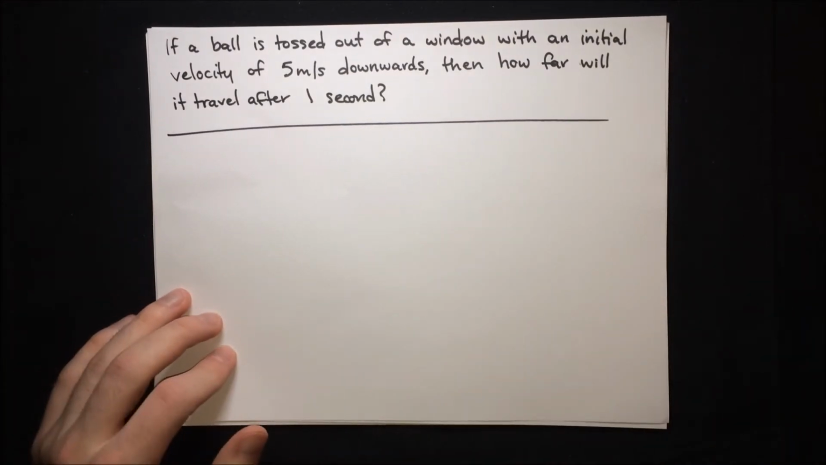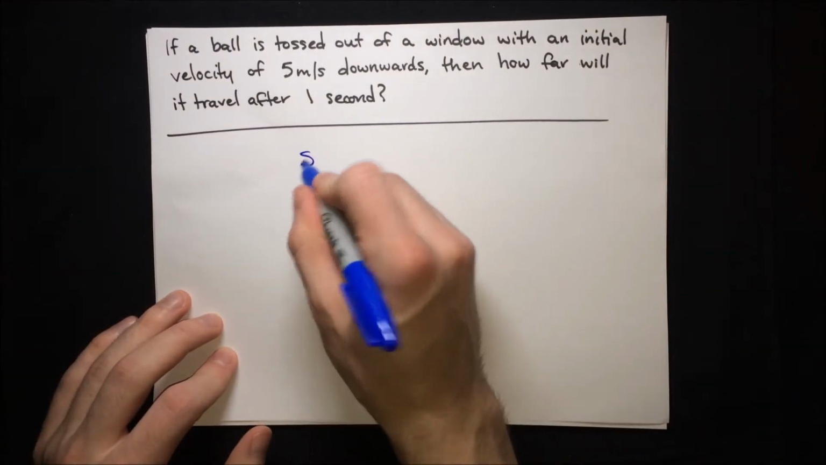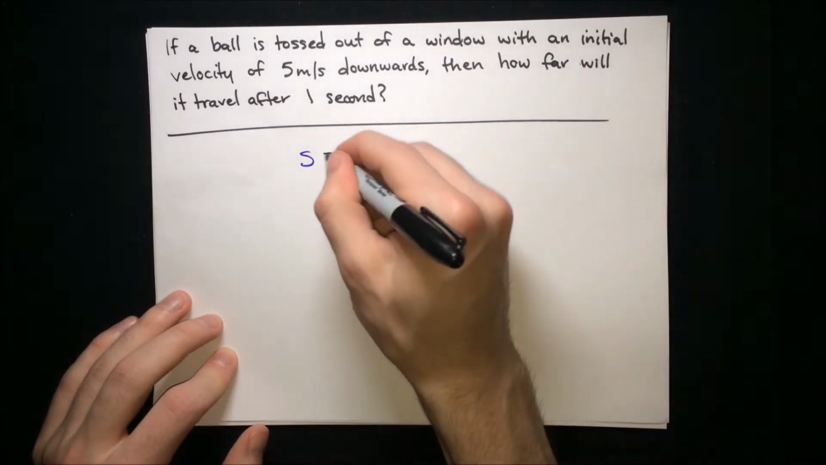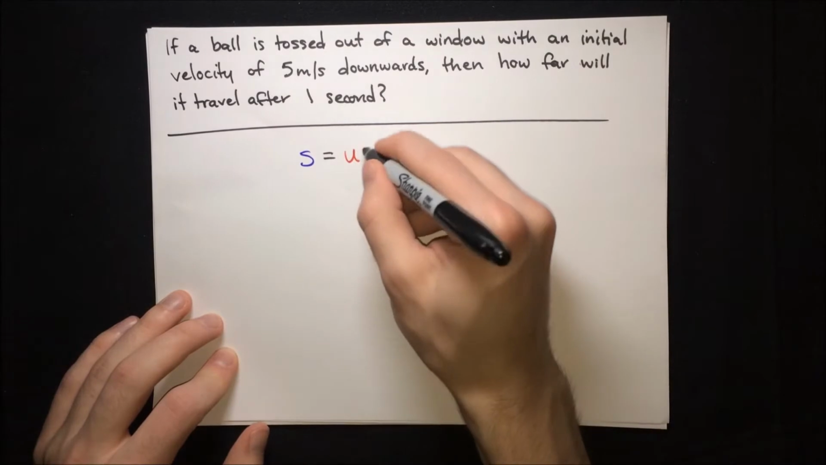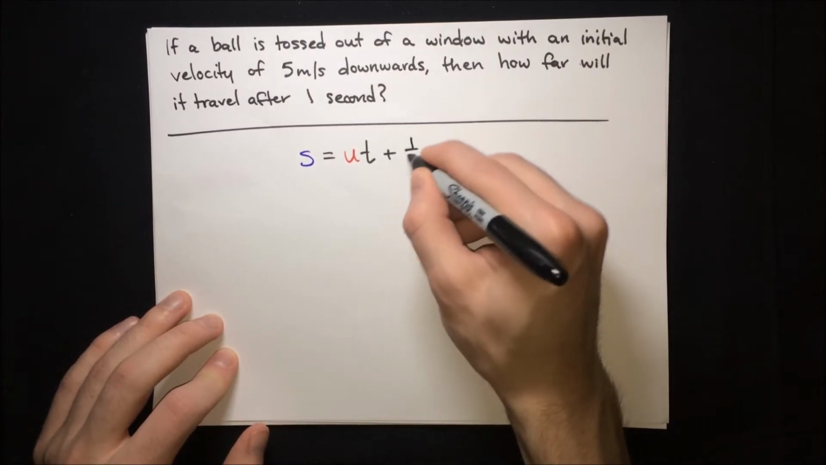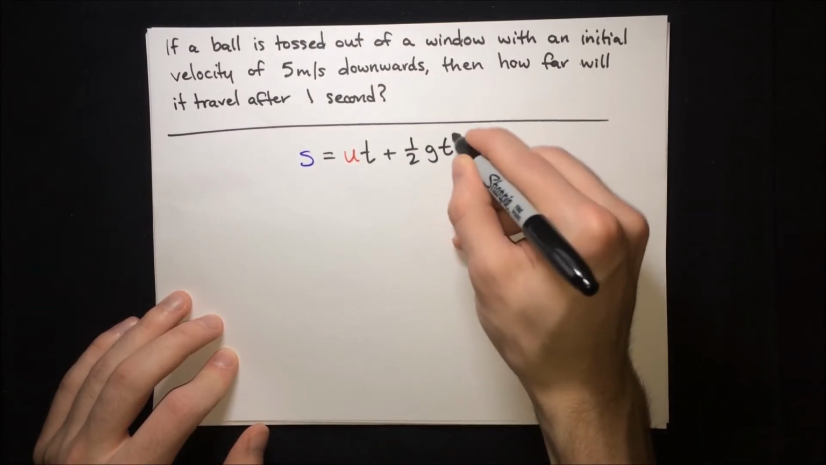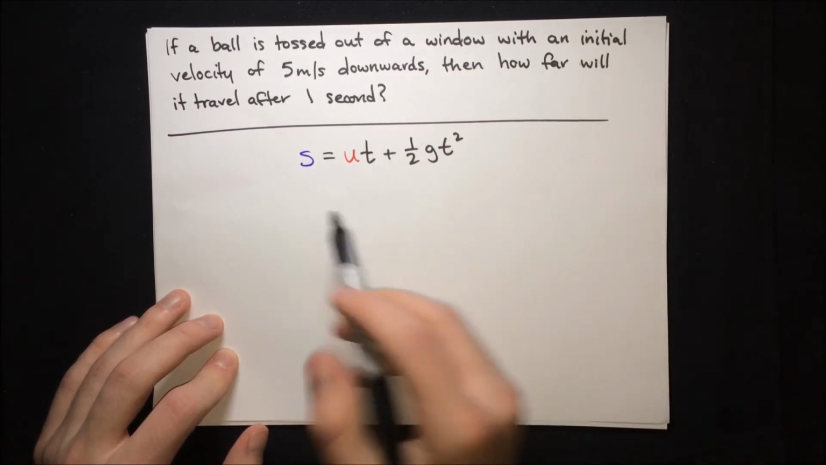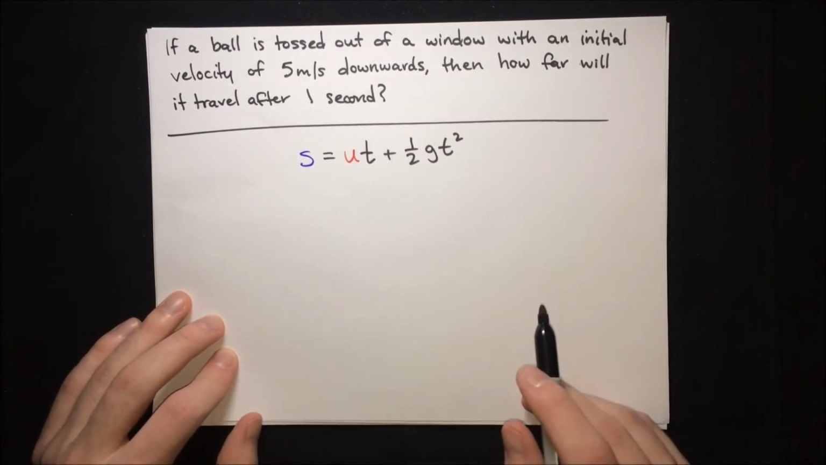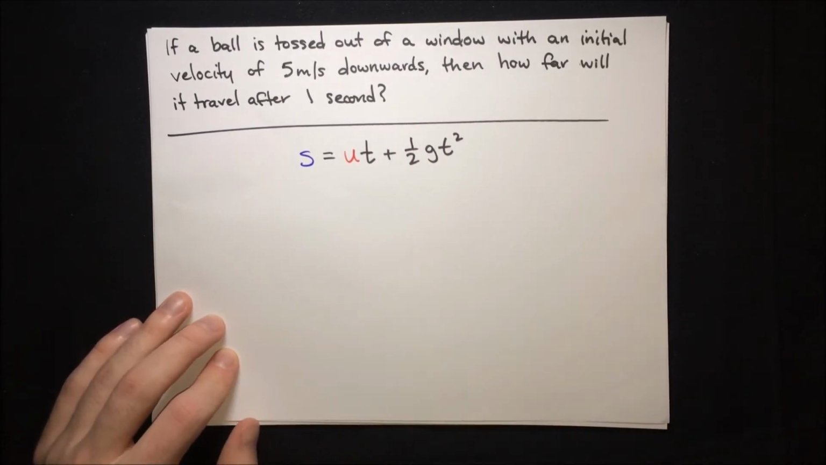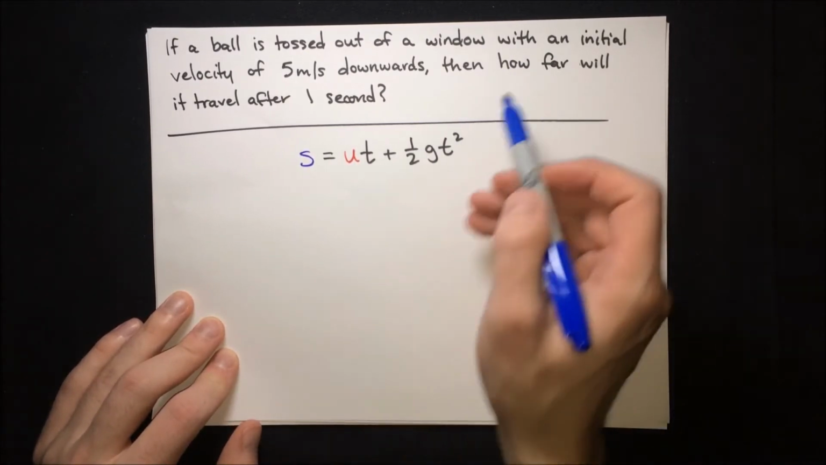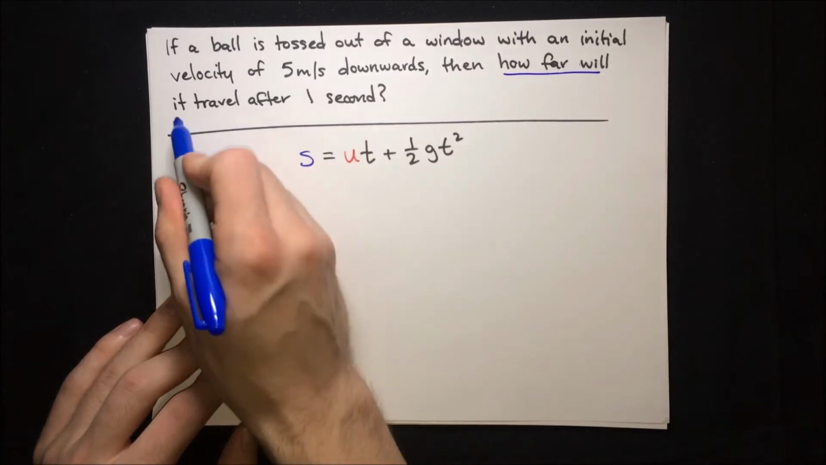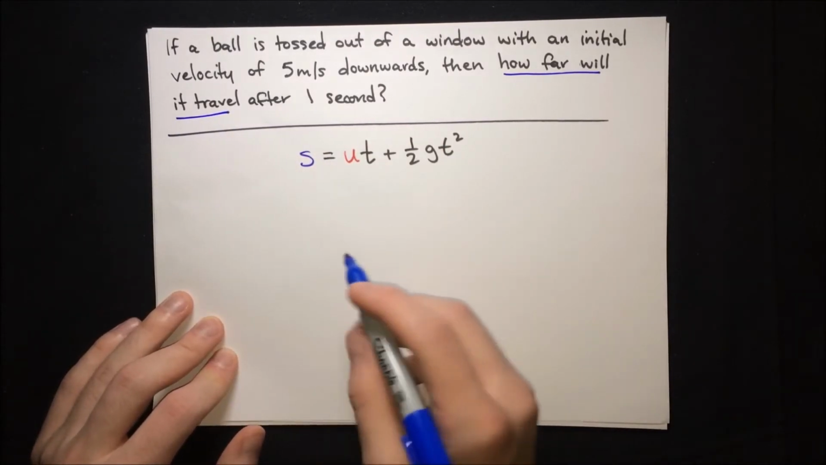So our master equation, we're going to write that down again. That's s equals the initial velocity u times t plus a half g t squared. And let's look to the question to find all the relevant information. So first of all, s. What is s? Well, that's what we want to find. That's how far it will travel. So that's what we're going to end up computing.